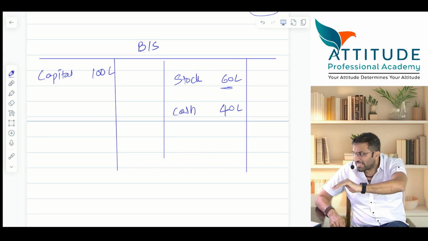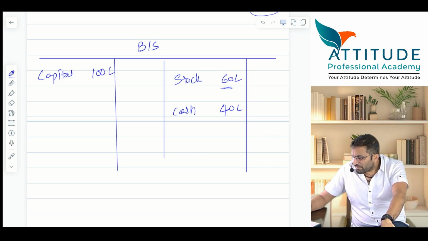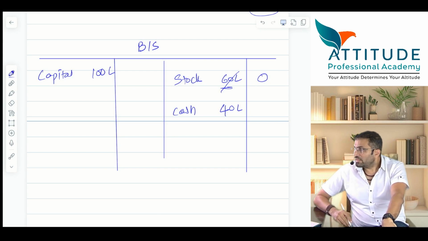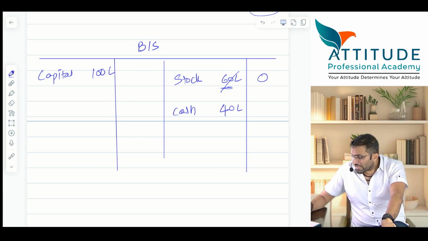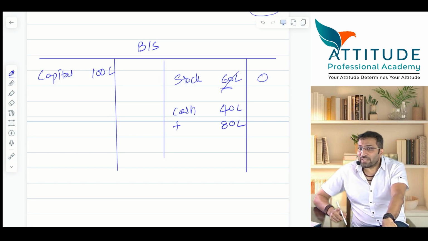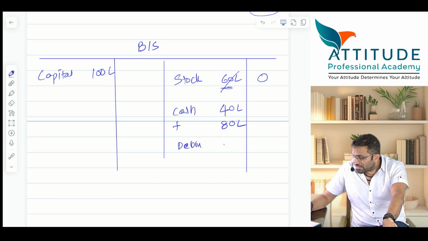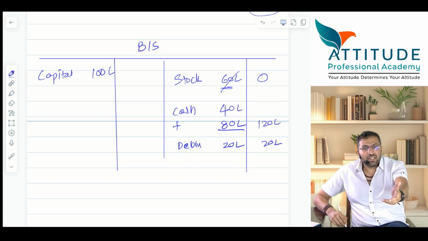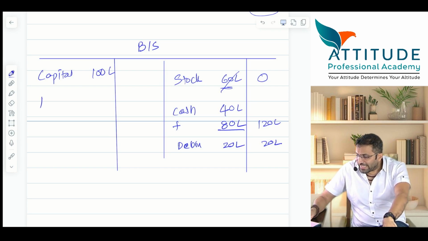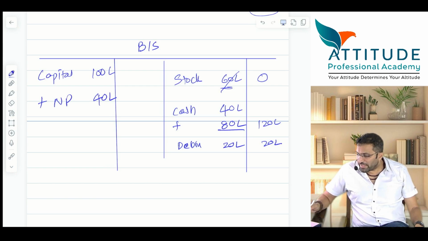My stock reduces by 60. Stock is gone, this becomes 0. Cash increases by 80 lakhs. Debtors are also increasing, so debtors will come as a new asset, 20 lakhs. So this becomes 120, this becomes 20. Profit is 40 only. So tell me, net profit how much? 40.